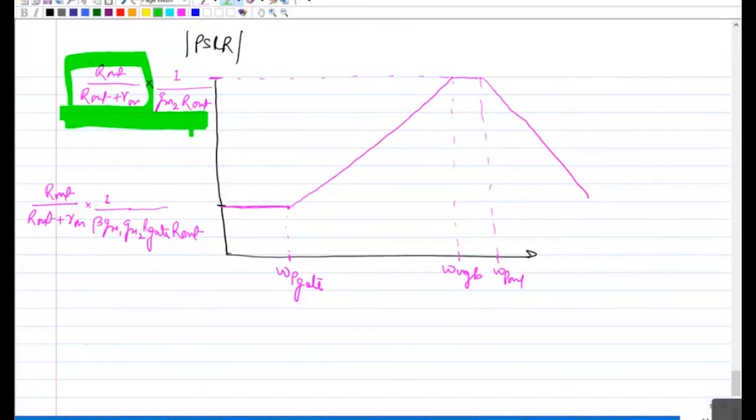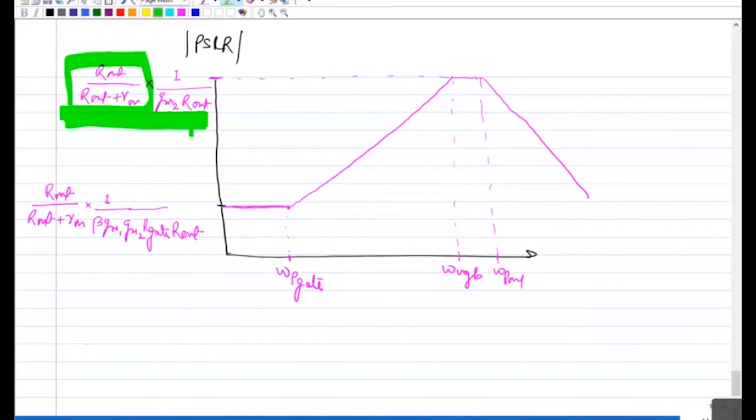So now you have room to increase your omega UGB, which means you will require lesser cap at the gate, the compensation cap, and you can get extended bandwidth here because your omega P out is pushed to higher frequency. So in terms of bandwidth also, you get advantage here. Your PSRR is better, and when the PSRR curve is better, obviously you can say line transient will also look better because you don't have any GM component. So any fast change in your VDD will be completely suppressed here.